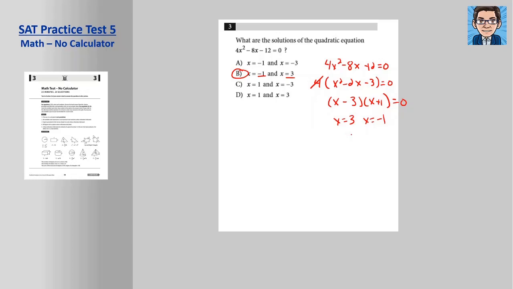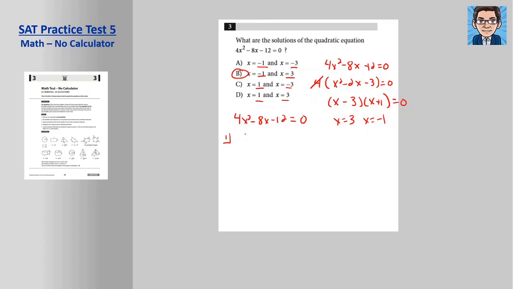Now I want to show you another way to do this one as well. If we take a look at the answers, we've got -1 and 1, and -3 and 3. So really all we have to do is check which one works out of 1, -1, 3, and -3, rather than going through the whole factoring. Let's see how that would work. If we're talking about this equation, let's try 1.